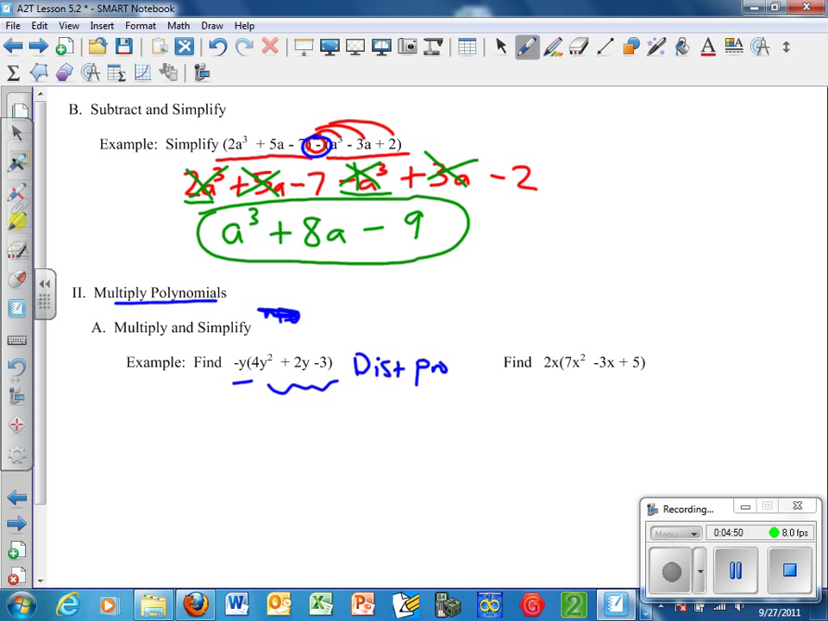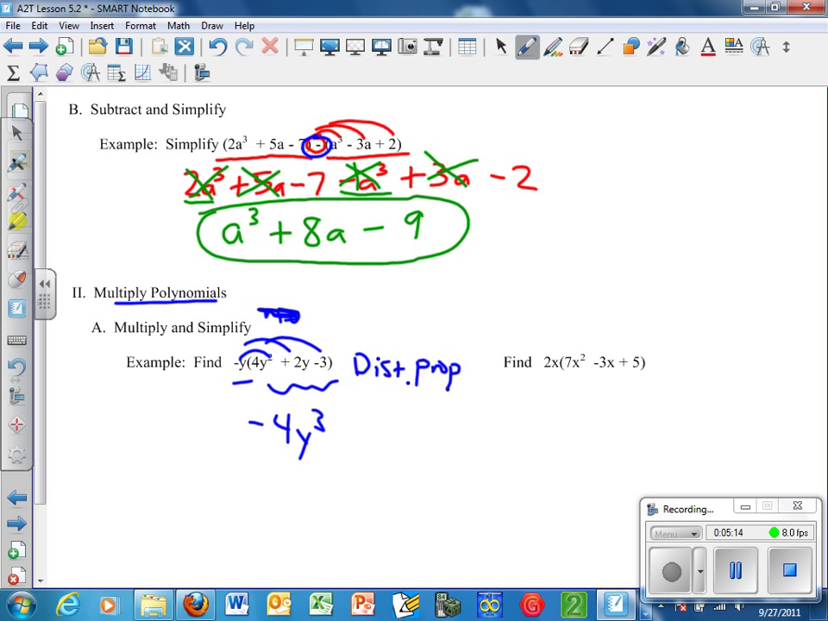Okay, you just distribute the monomial. So we're going to distribute negative y here. So I get negative 4y to the second, y to the first times y to the third. Y times y squared is y to the third. So that is, let me erase that and rewrite that. That's negative 4y cubed. Add the exponents there.